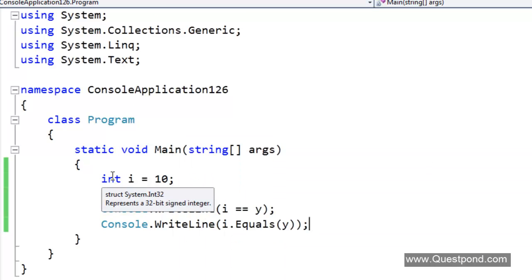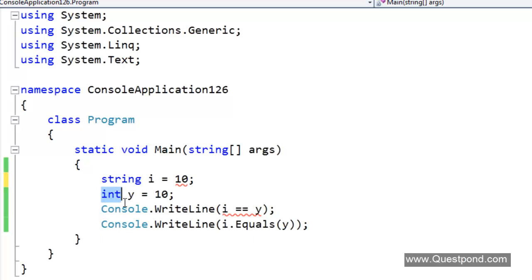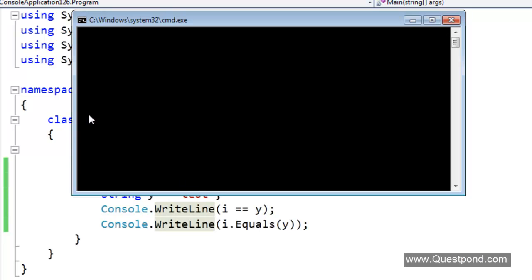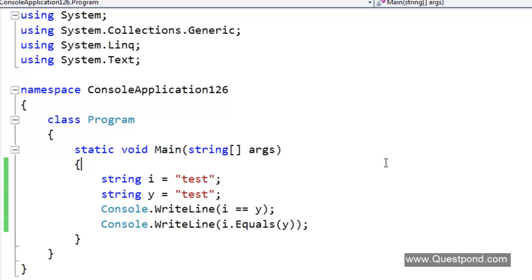And if this was a string, let us say I make this a string i and a string y, now it will use the string based comparison and try to compare on the pattern. If I do a Ctrl+F5, again you can see that it is true. So basically, by default, both == and .Equals do technical comparison.